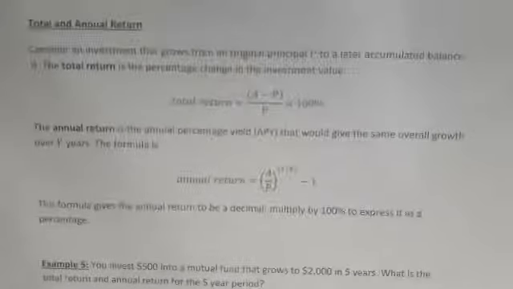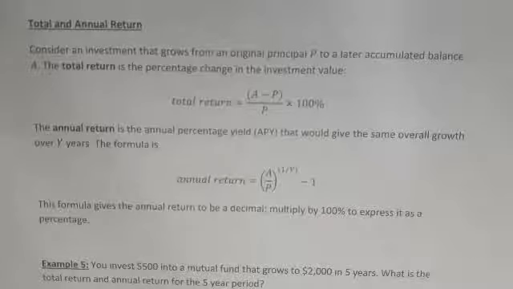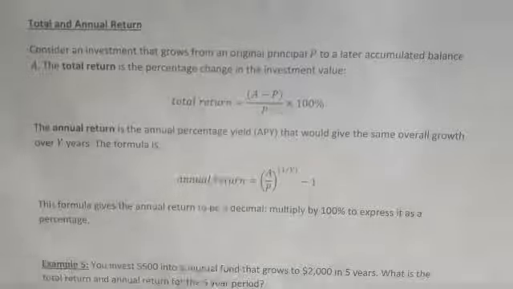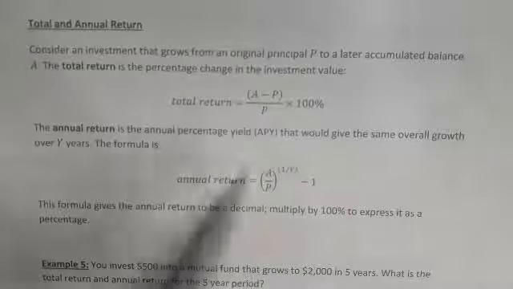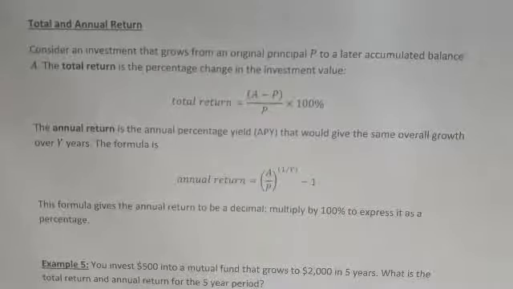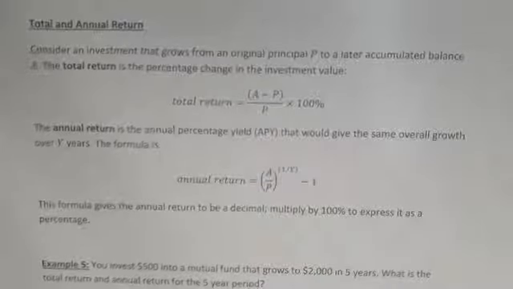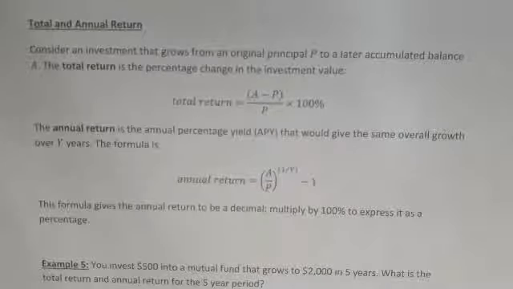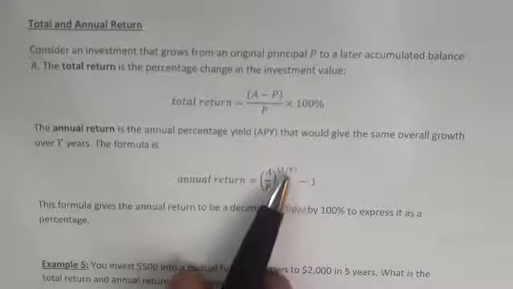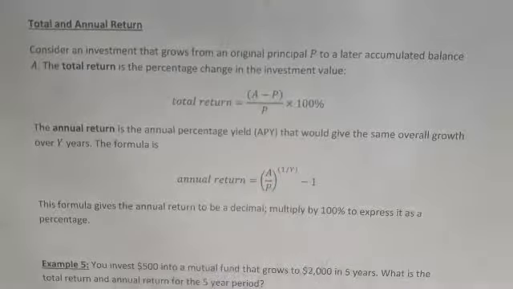So consider an investment that grows from original principal P to a later accumulated amount A. The total return is the relative difference of those things. So I'm taking my accumulated amount and subtracting it from my original. This is the new minus old over old, the same thing that we did in the previous chapters. And then I convert that to a percentage. So this is your total return. Your annual return is going to be the accumulated amount divided by the principal. I'm going to have to raise that to the 1 over y power. So that's going to be a weird thing. And then I have to subtract 1.